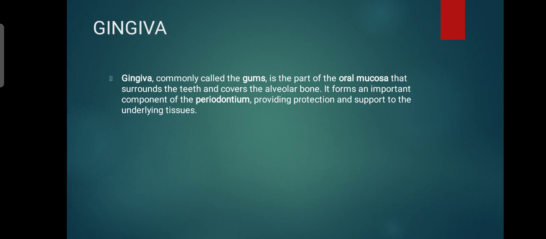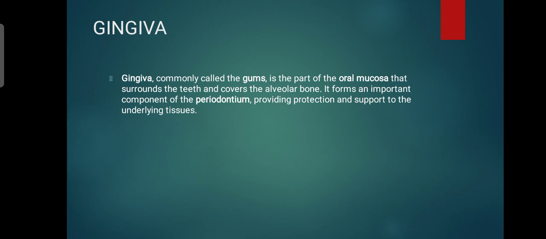Gingiva. Gingiva, which is commonly called the gums, is the part of the oral mucosa that surrounds the teeth and covers the alveolar bone. Now, oral mucosa is basically the mucosal part of the mouth. Oral means mouth, and we'll discuss oral mucosa in detail afterwards. All the soft tissues of the mouth collectively are known as the oral mucosa. Gingiva is one of the soft tissues. It forms an important component of periodontium.